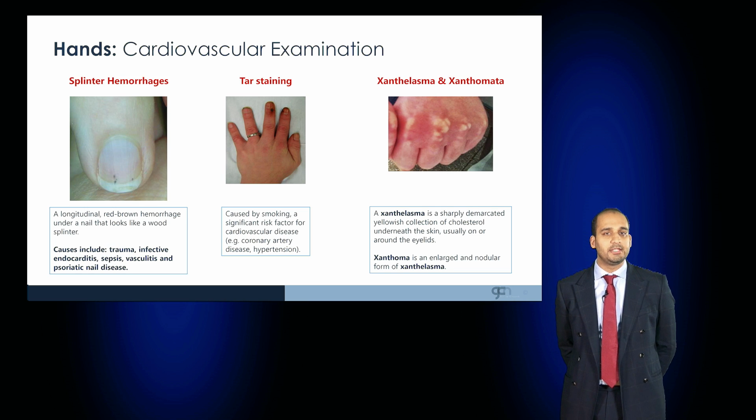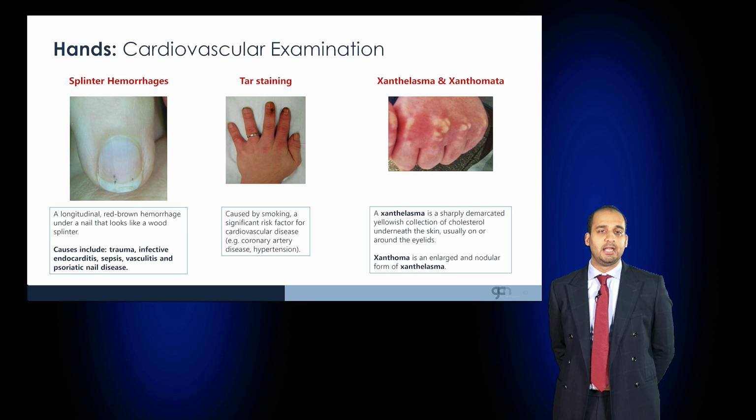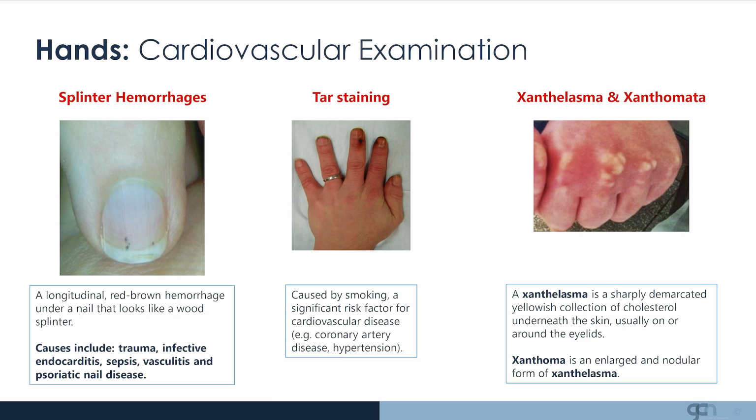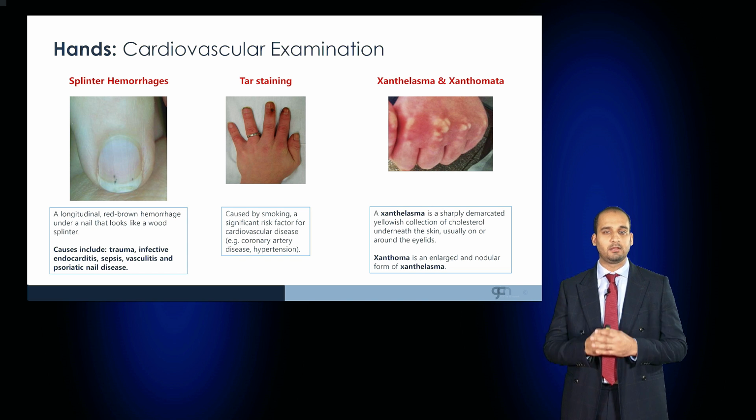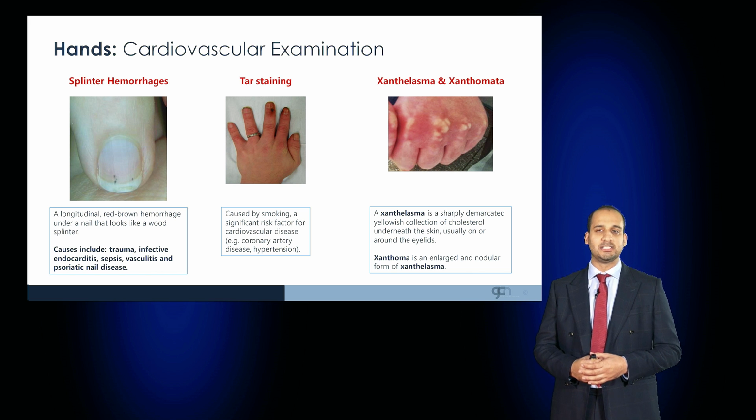Also look for other signs such as splinter hemorrhages. These are small longitudinal red-brown hemorrhages under the nail that look like a wood splinter. And these can be caused by trauma, infective endocarditis, sepsis, vasculitides, as well as psoriasis. Inspect for any signs of tar staining. Cigarette smoking is a significant risk factor for cardiovascular disease.